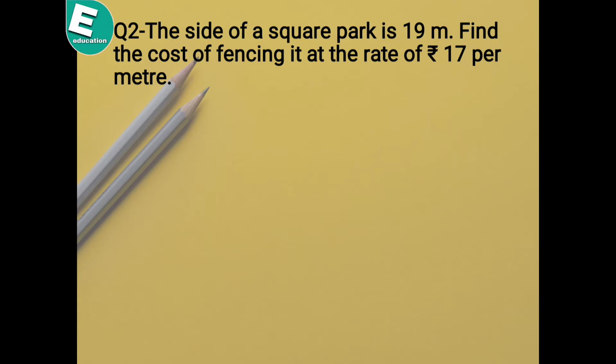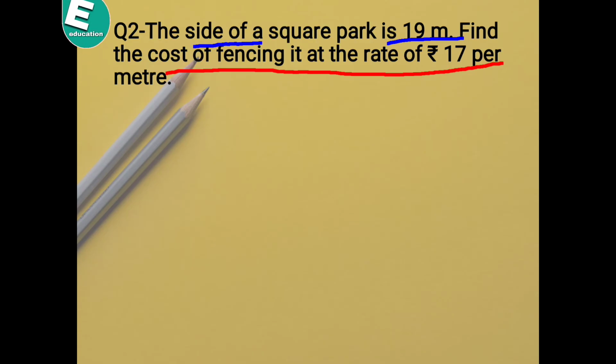Now second question, the side of a square park is 19 meter. Find the cost of fencing it at the rate of rupees 17 per meter. Here the side of a square park is equal to 19 meter, and we have to find the cost of fencing at the rate of rupees 17 per meter.